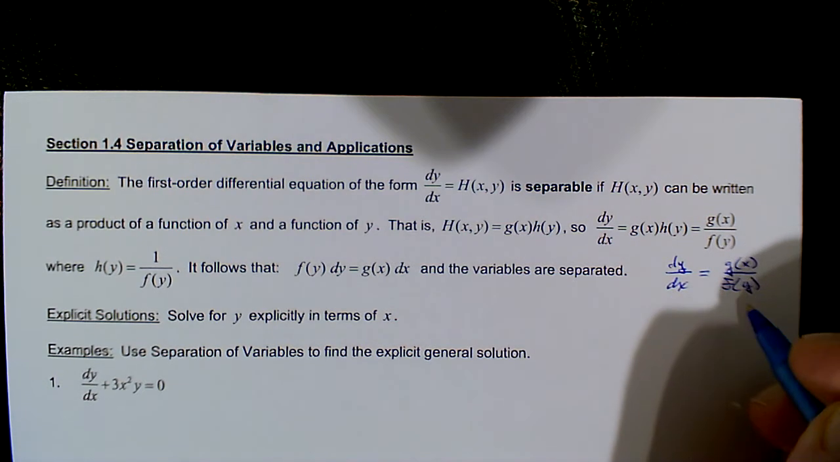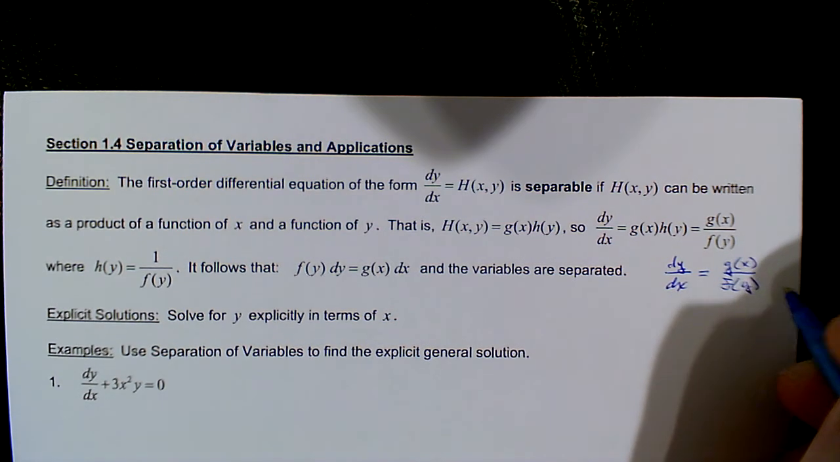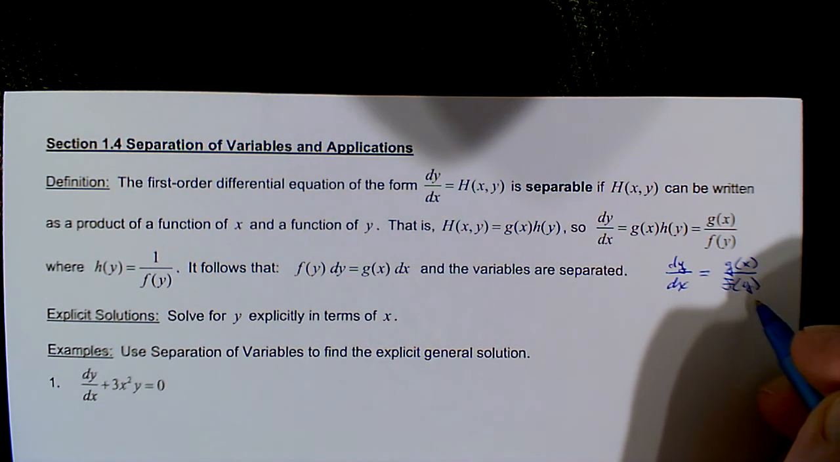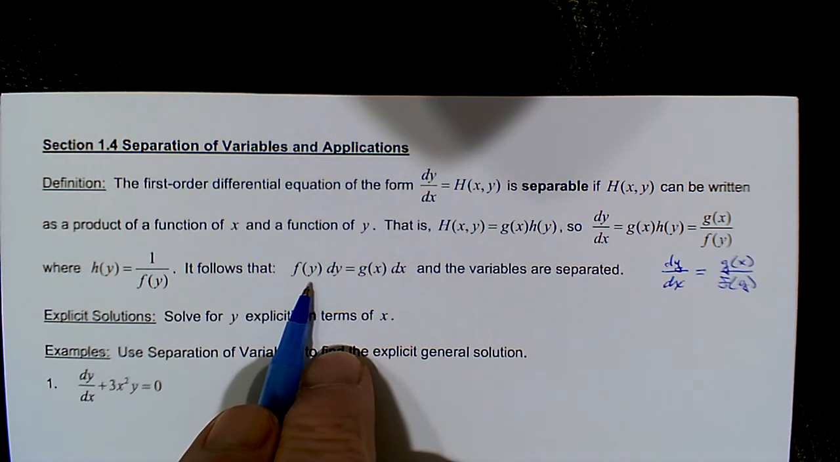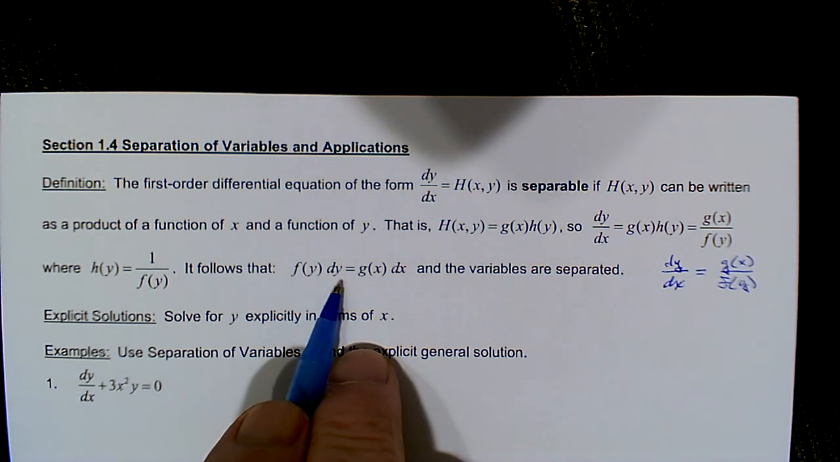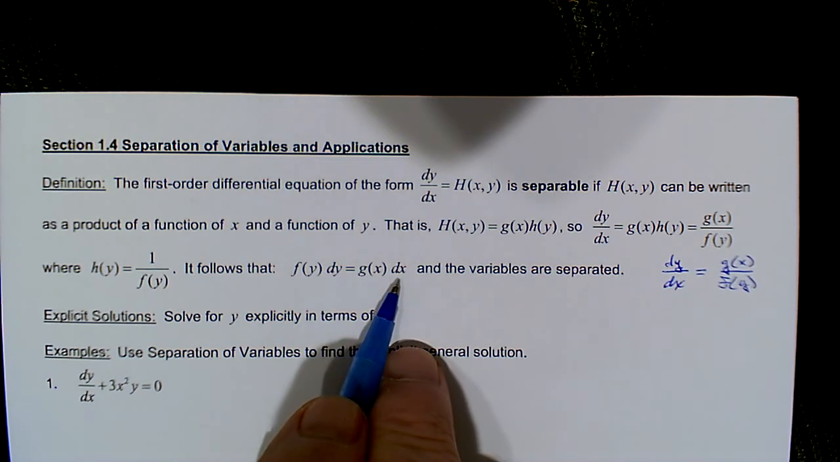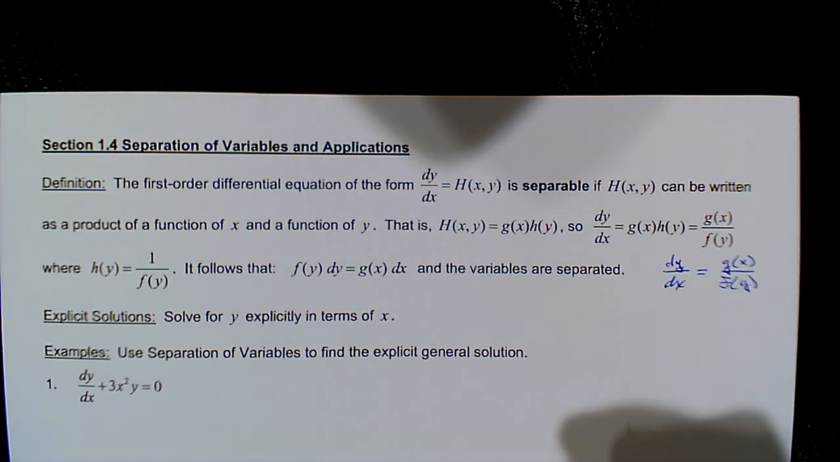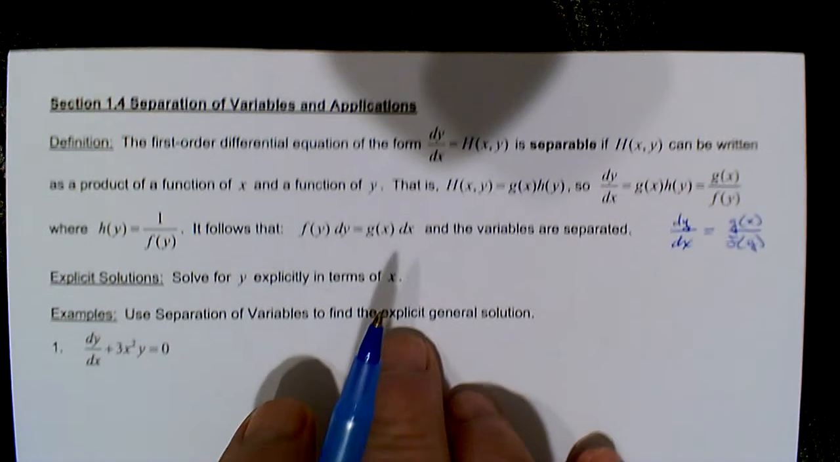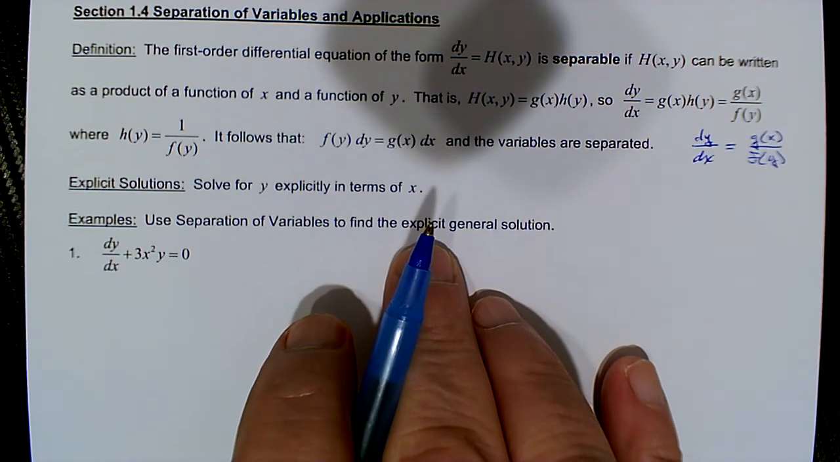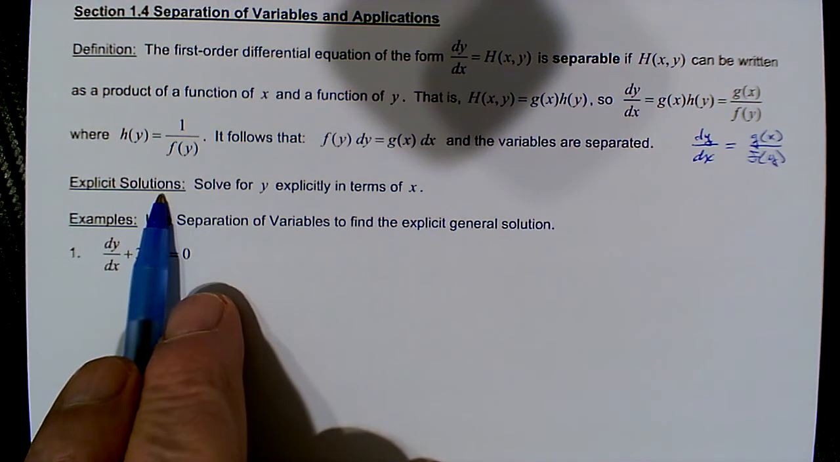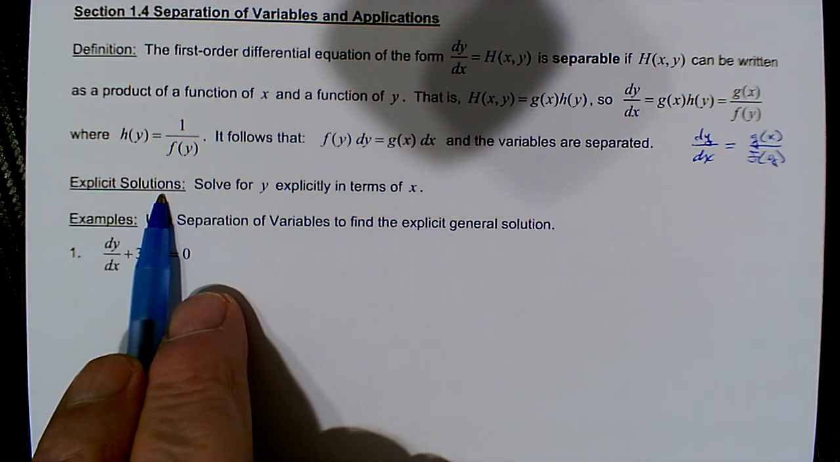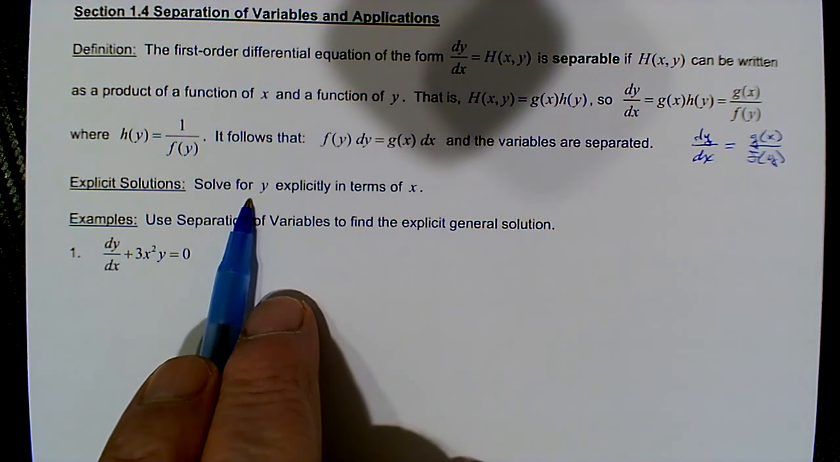And if you express it in differential form and then multiply by f of y, you obtain the function of y with the dy and the function of x with the dx. So that's our goal, is to get the y's with the dy's and the x's with the dx's, and then we say that the variables are separated. So we're going to look at some examples, but make sure you understand that when we say explicit solutions, we mean to solve for y explicitly in terms of x.